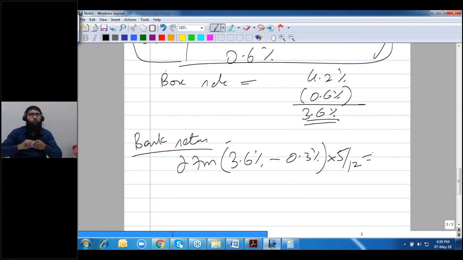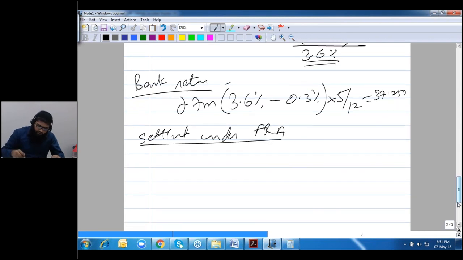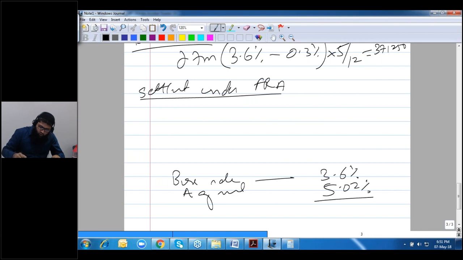How much is it? 371,250. Okay. And the next thing that we need to do is the settlement under FRA. When we talk about the settlement under FRA, what is exactly going to happen? The base rate that we have been able to achieve is 3.6%, and the base rate that we agreed was 5.02%.